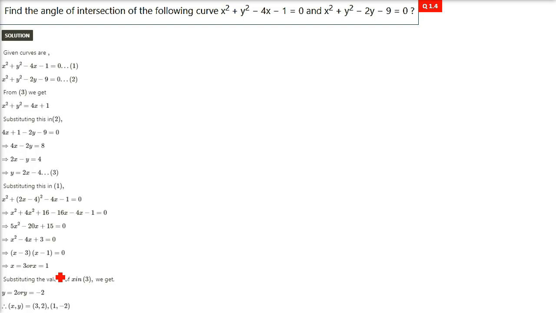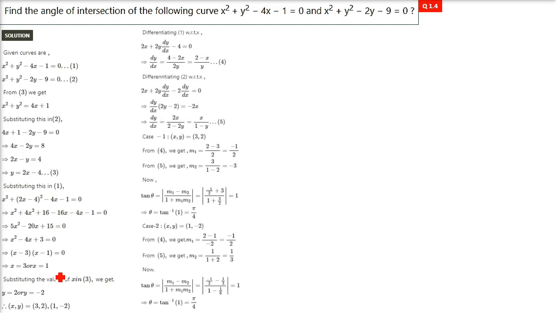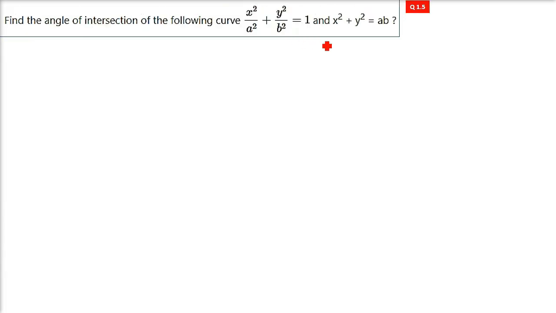Now let me show you the reference solution, because this is how we are going to follow it. The concept remains the same. This question we are going to take in the next discussion.